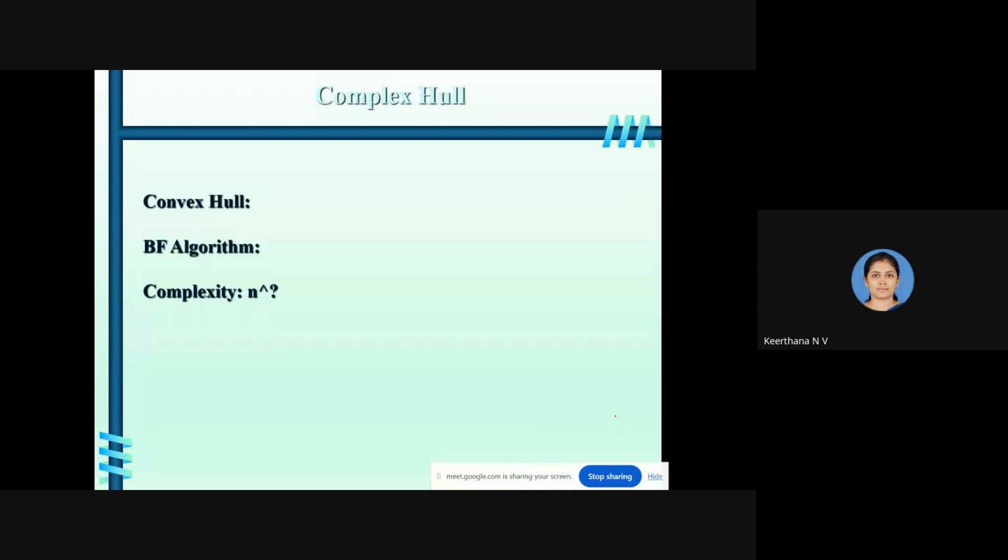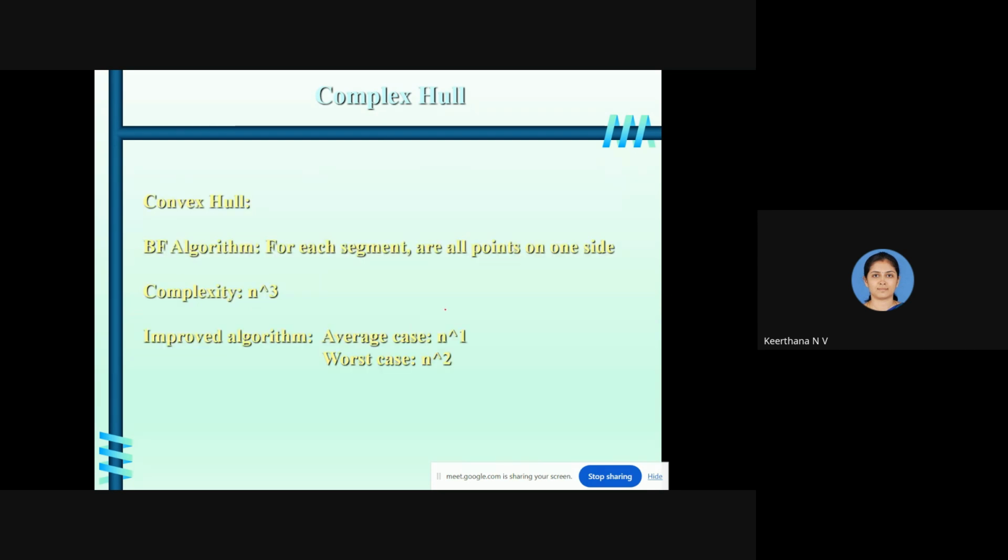The fourth thing is the convex hull algorithm. What is a convex hull? In the brute force algorithm, all the points have to be taken to one side, so the complexity will be n power 3. The improvement of the algorithm can be represented as average case and worst case. If it is an average case, it will be simply n. If it is a worst case, it will be n squared. If it is the best case, then it can be represented as n cube.